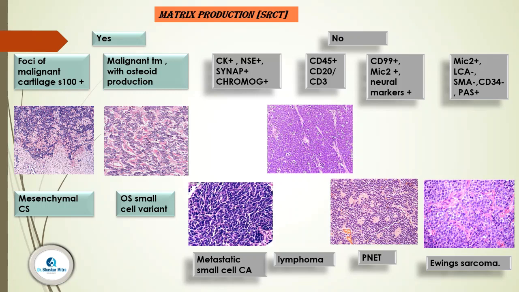The important thing is they all look almost the same. So here the immunohistochemical markers are very important. For cases of metastatic small cell carcinoma, we get CK, NSE, synaptophysin and chromogranin positivity. For the lymphoma group, we need CD45, CD20 and other markers. Regarding the other small cell lesions, CD99, MIC2 and neural markers are also important.